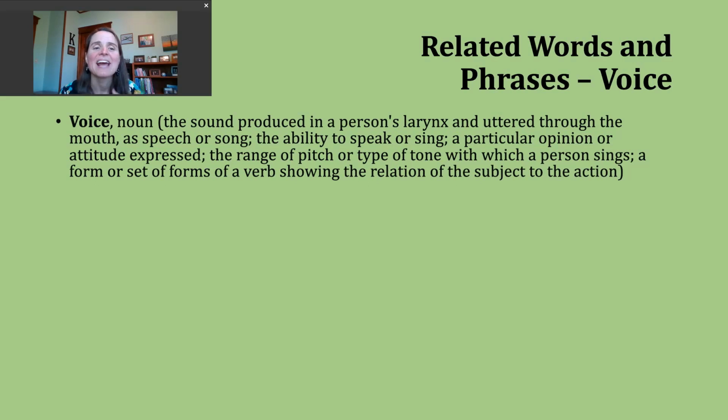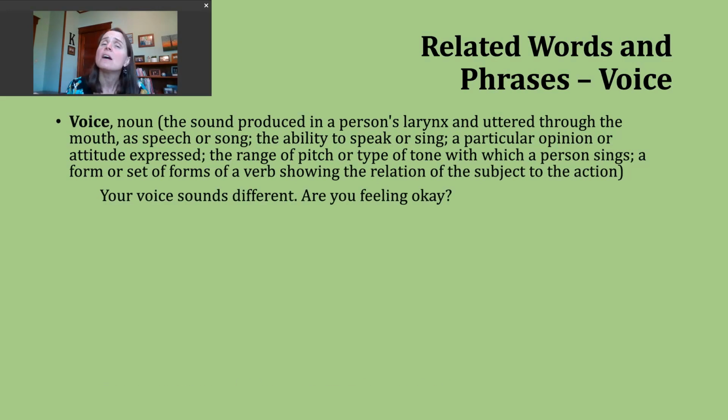The first way is really to talk about the sound that gets produced by most people. So using different parts of our body here, the larynx, and it's uttered through the mouth. It can come out as speech or it can come out as a song. An example of how you might hear this noun used in a sentence could be, "Your voice sounds different. Are you feeling okay?" So sometimes as people catch colds or other illnesses, their voice might sound a little bit different, right? The sound that's coming from their mouth.